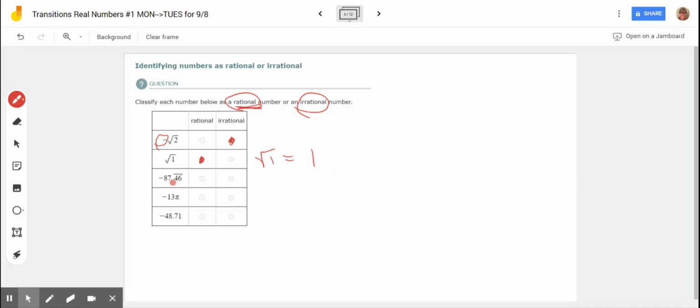Okay, this is repeating. If it repeats and it's predictable, it's rational. 13 pi: it doesn't matter how many times you multiply pi. If pi is irrational and you just multiply it by more things, it's still irrational. We didn't change it, so it's irrational. Here, 48.71. It stopped. It's a terminating decimal. Therefore, it is rational.